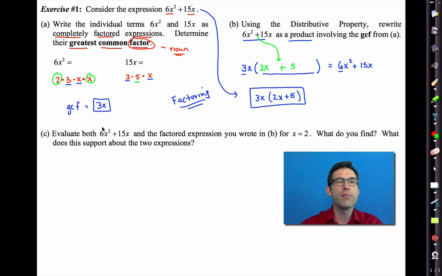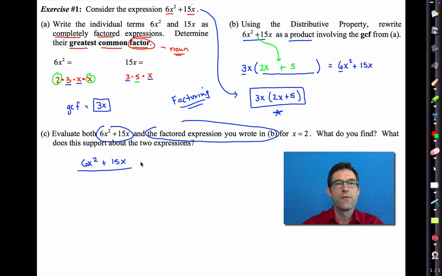It says evaluate both 6x squared plus 15x and the factored expression you wrote in B, that's this guy, for x equals 2. Let's do that first. So let's evaluate 6x squared plus 15x for x equals 2. All right, well, let's put the 2 in. Now, of course, we have to square first, so that's going to be 4.